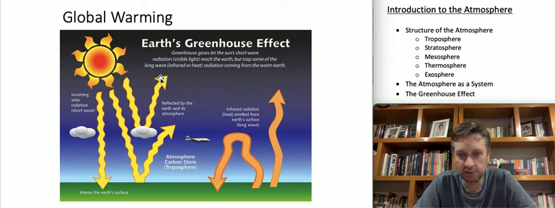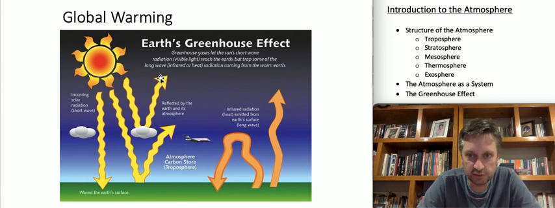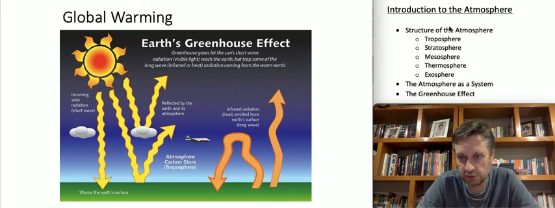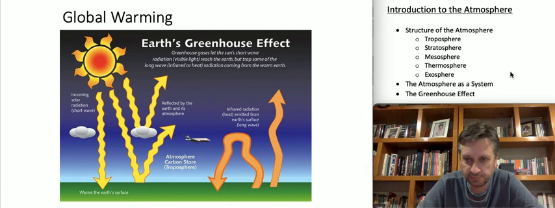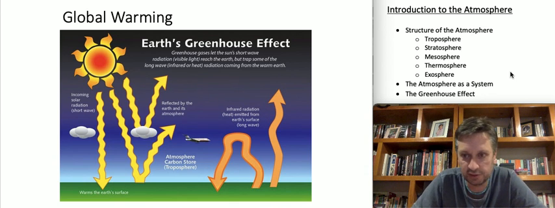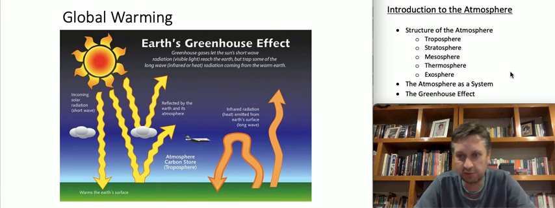Okay, I rambled a little bit, but I hope that was helpful. And I hope if you go back over this stuff, you can see that we covered, number 1, the structure of the atmosphere in terms of its layers and its composition. Number 2, why we can refer to the atmosphere as a system. And number 3, the natural greenhouse effect of the atmosphere, including the albedo effect of cloud systems.